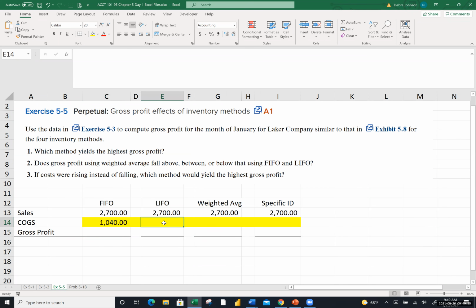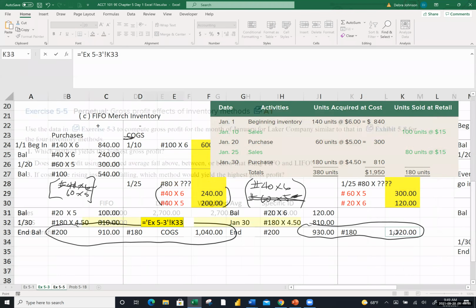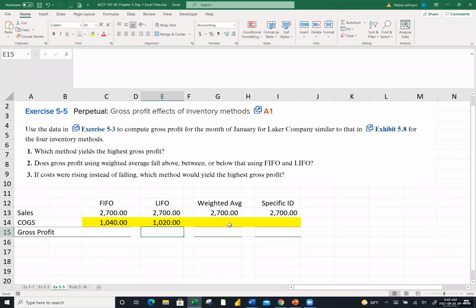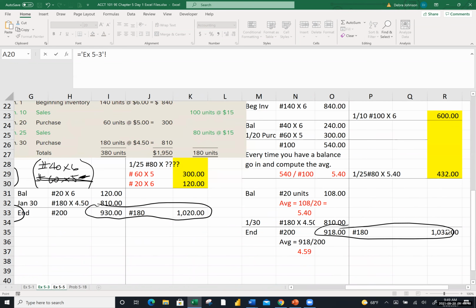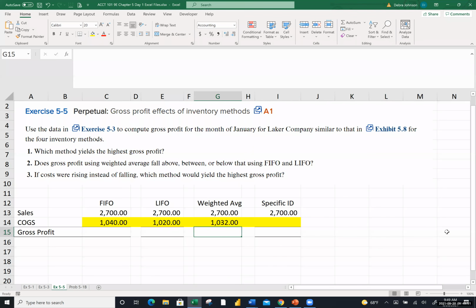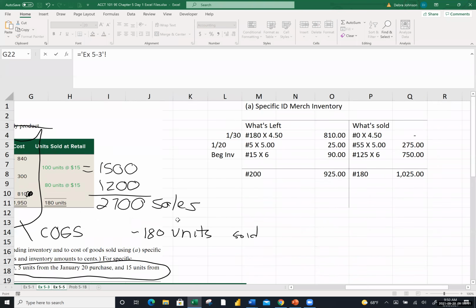So LIFO, I'm going to do the same thing. Equals. I'm going to go click on the exercise 5-3. I'm going to find that LIFO number, and I'm going to press enter. And for weighted average, I'm going to do the same thing. Equals, go click that 5-3, find that weighted average number, which is the 1,032. And for specific ID, I'll do the same thing, equals, go back to the exercise we just did. I did that one up near the top here.